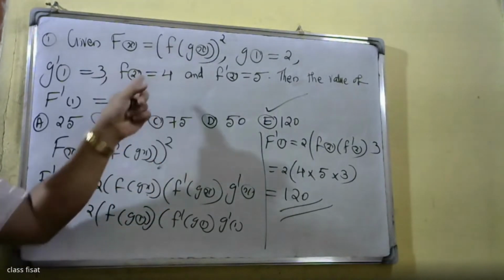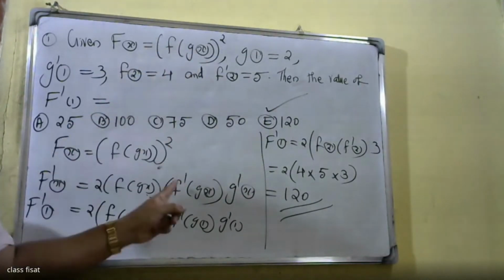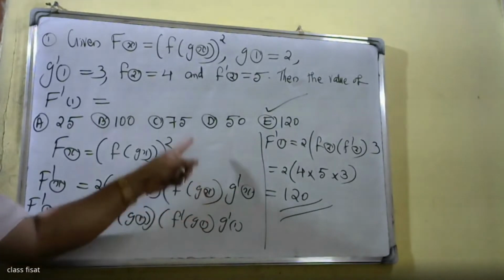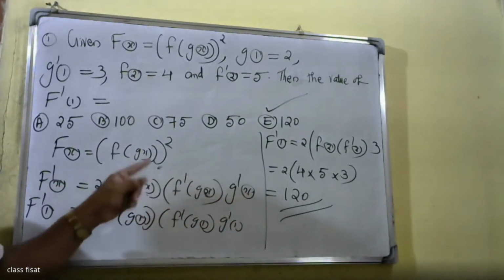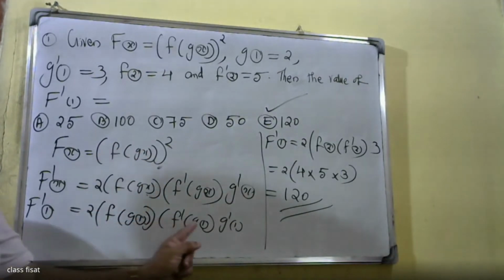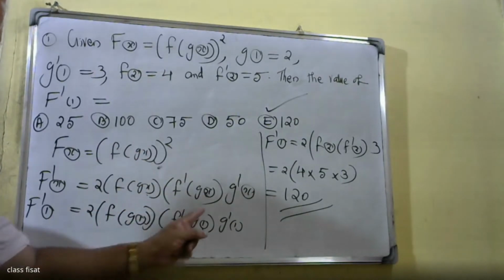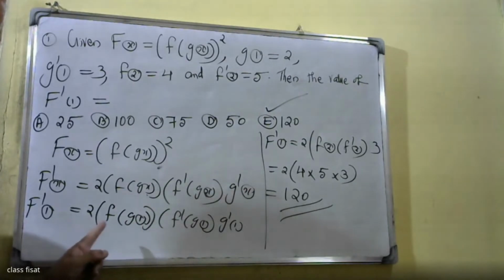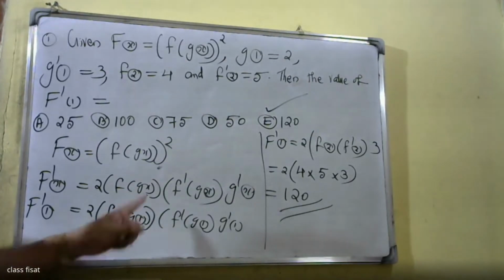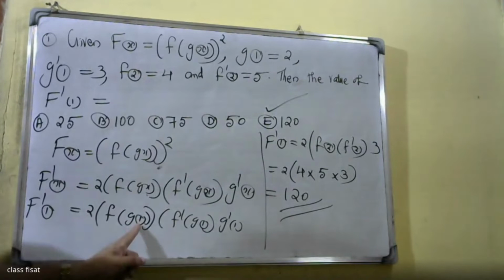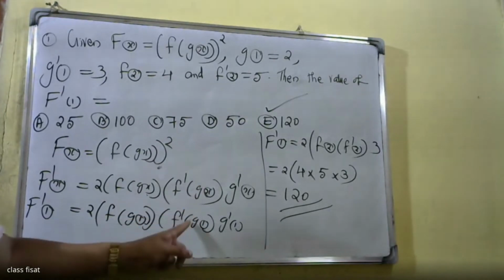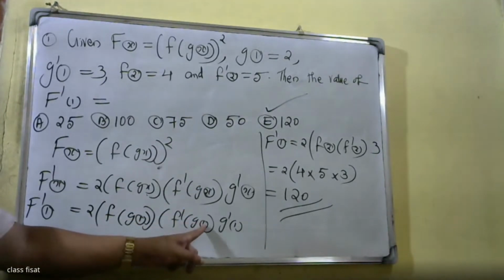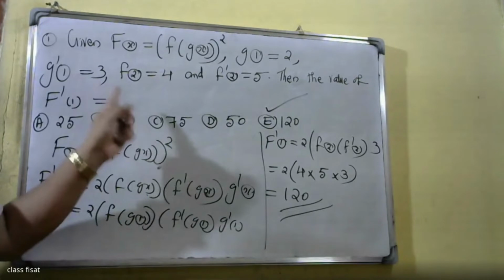F of g of x, differentiate f dash g of x, and g of x, differentiate g dash x. This is the differentiation part. Putting x equal to 1, f dash 1 is 2 into f of g of 1, that is 2 into f of 2, into f dash g of 1, that is f dash 2, into g dash 1, which is 3.